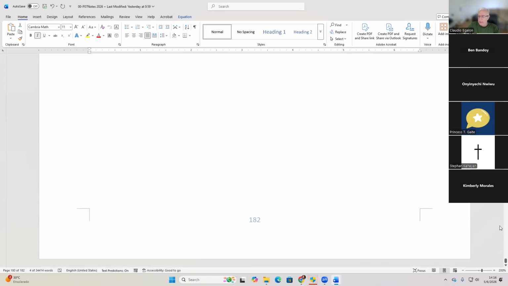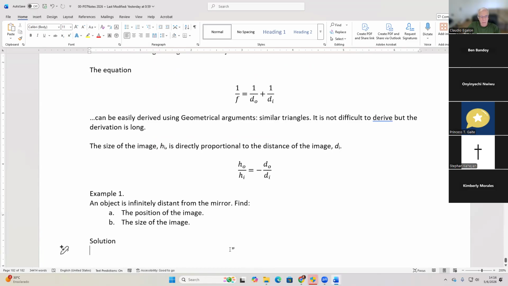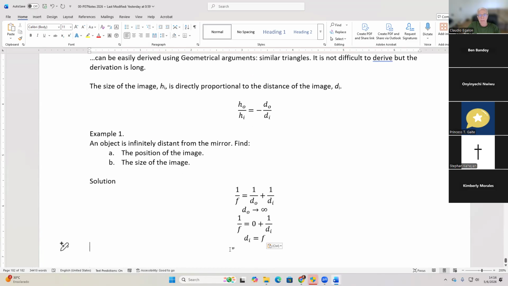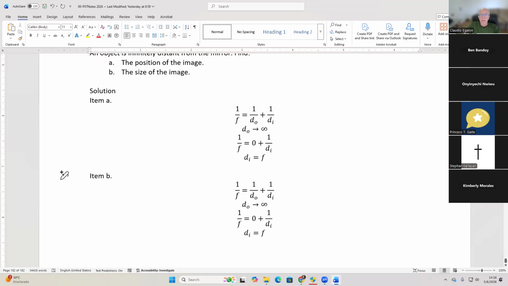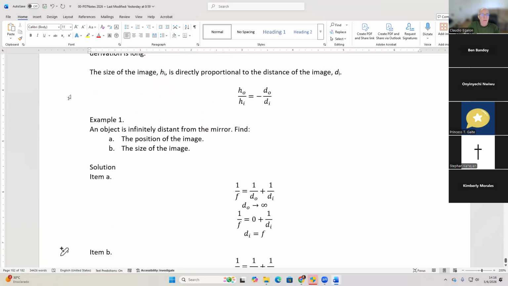Okay, in this item right here. Solution. Well, the image is positioned exactly at the focal point. Item A. Item B. Item B, we are going to use the other equation. We are going to use this equation right in here.